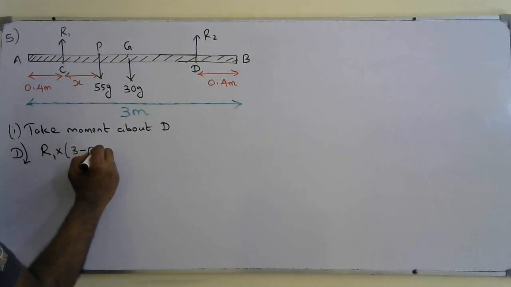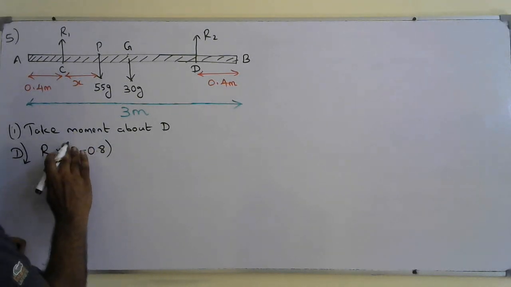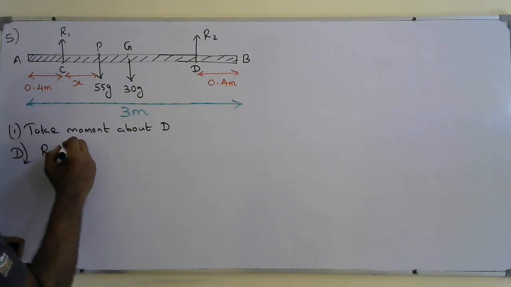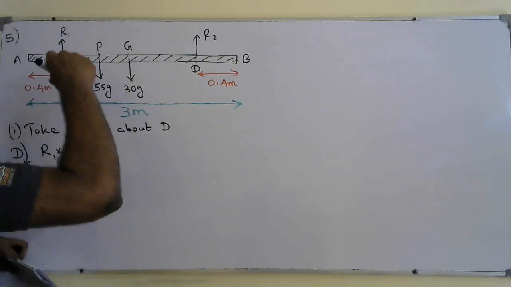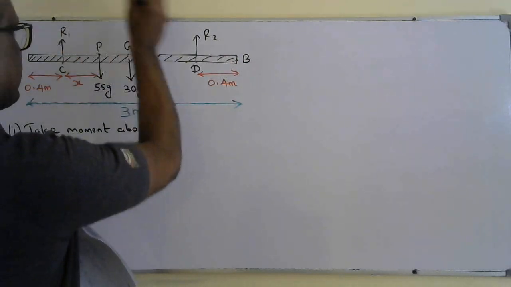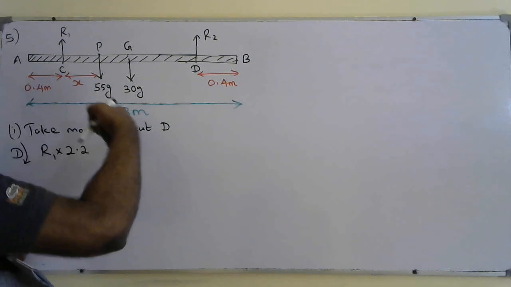So R1 into 3 minus 0.8, that is 2.2. So 3 minus 0.8, I can directly put 2.2. R1 into 2.2, that is clockwise direction I am taking moment about D.